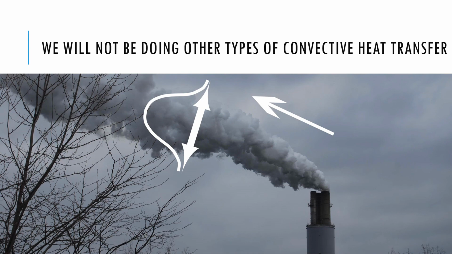Now there are other types of convective heat transfer, not just over a surface. Here we have, for example, a hot plume rising, and of course that will also have heat transfer. This is a convective heat transfer as well, but we will not do this kind of situation simply because we have time limitations.